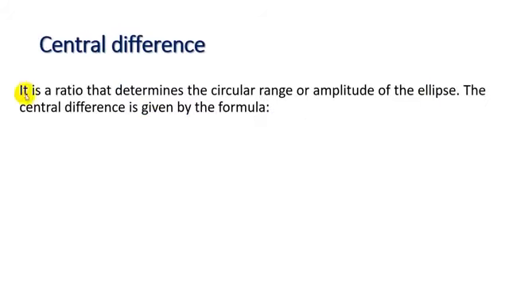Let's see the eccentricity. This ratio determines the circularity or flatness of the ellipse. The eccentricity is given by the formula E equals F over A, and this ratio goes from 0 to 1. 0 means a circle, and 1 means A will be very long and B will diminish, or be very small.